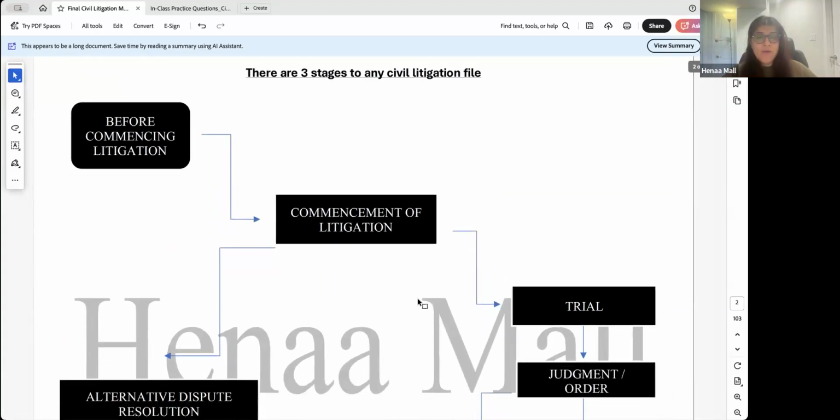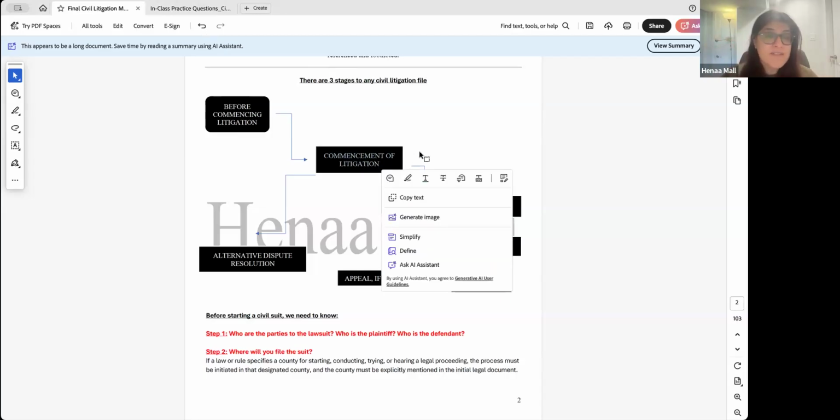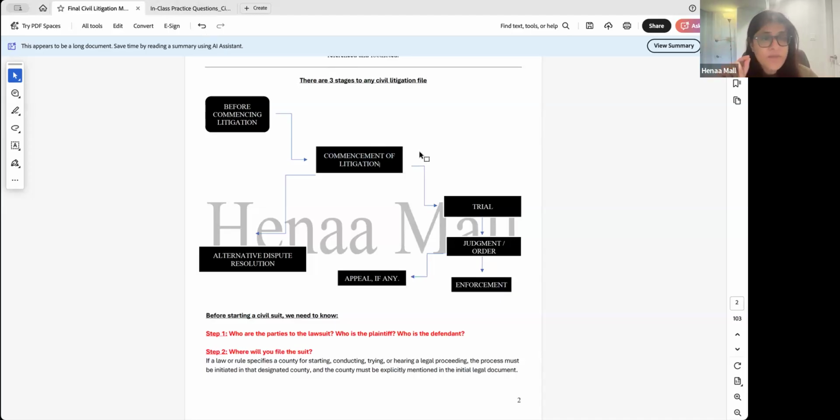Now, before I get into the nuances, there are essentially three stages to any civil litigation file. It does not matter what the amount is, or how trivial it is. If it is a civil problem, it will have these three stages. First, pre-litigation protocols, or before commencing the litigation. Second, what happens once the litigation has started. And finally, when you go to trial. You would be surprised to know that over 90% of the files end before that stage, because after the discovery stage, people usually want to settle. Very few files actually progress to the trial stage, right?